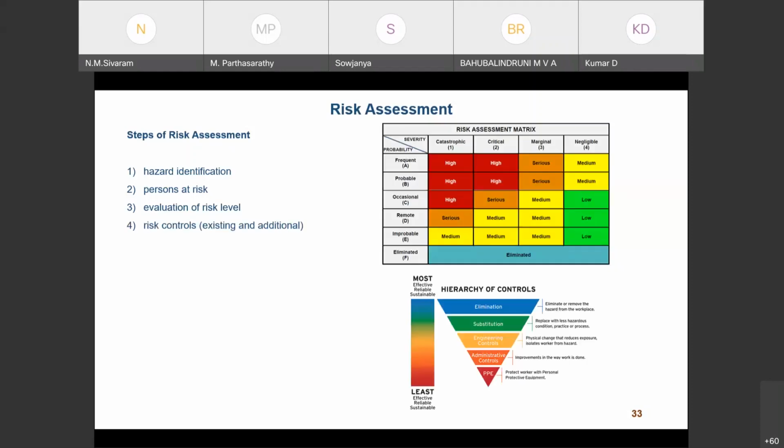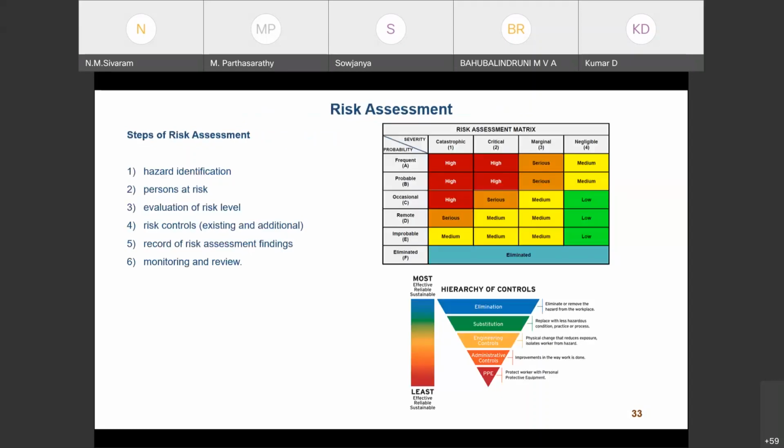Once you know the risk, then obviously there is a hierarchy of controls for that particular operation. So you try to eliminate the hazard, or substitute, or employ engineering controls, administrative controls, or PPEs so that safety can be ensured.